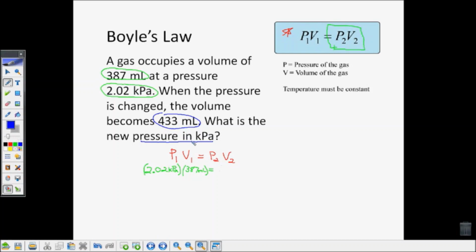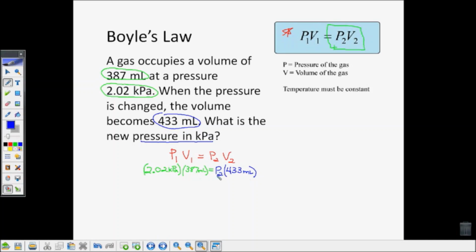Now we're going to set that equal to our second set of conditions, and I'm going to color coordinate that blue with what I circled. Remember, we're solving for pressure. It asks me what is the new pressure after the change takes place. So that'll be my unknown variable, and then I'm given the volume that went along after that change occurred, which was 433 milliliters. So I'll plug that in here, and now I'm going to solve the problem.